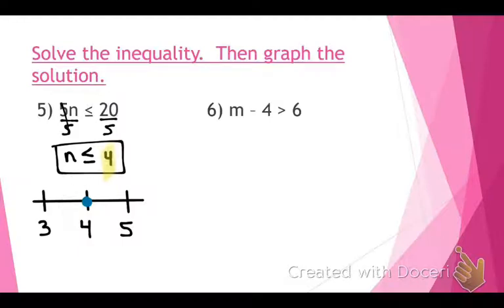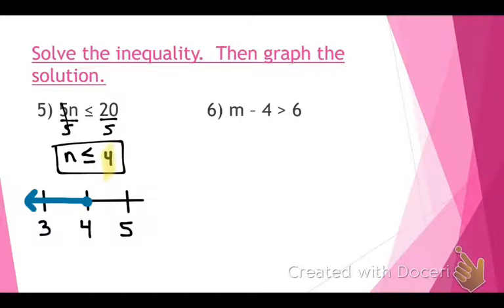Okay, so now let's see what else we could plug in. Could I plug in a 3 right there? 3 is less than or equal to 4? Yes, I could. So then I know I have to shade this way because 3 could be an answer. Let's see, could I plug this in? 5 is less than or equal to 4. No, I could not. So we know that the answer is not 5.